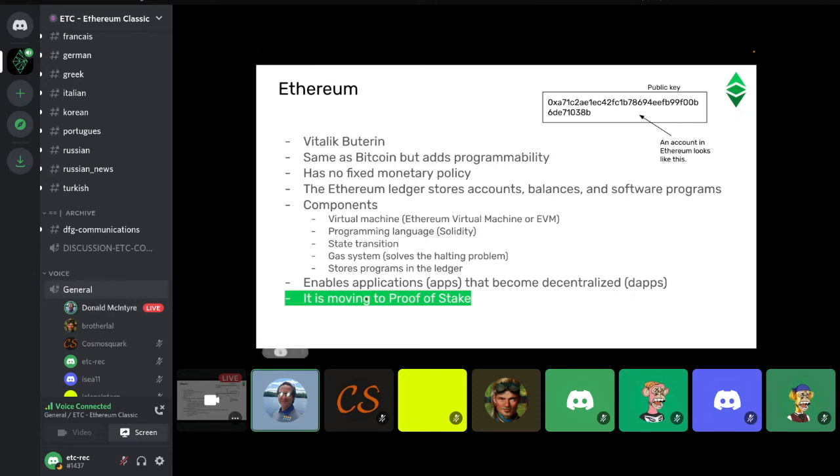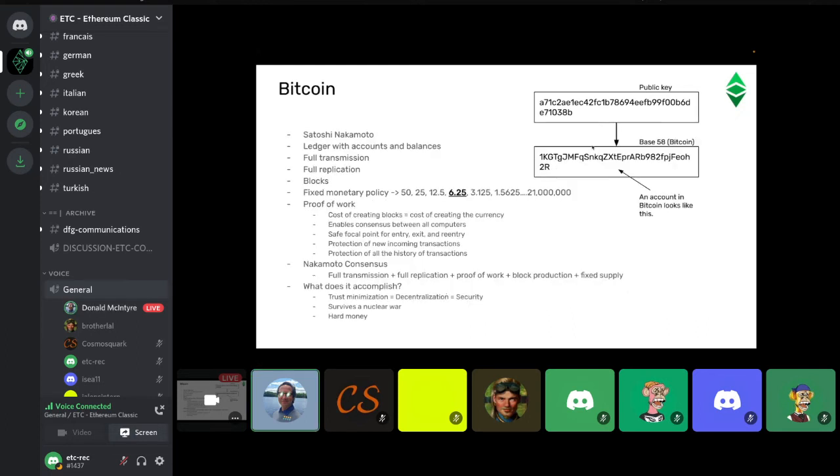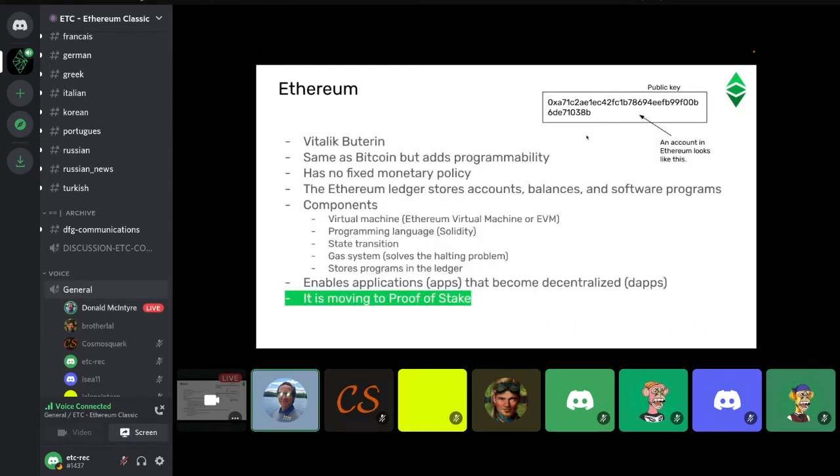And finally, one key thing about Ethereum is that it's actually moving away from proof of work and going to proof of stake. An account in Ethereum is here. This is the same account as in here, that in Bitcoin would look like this. In the case of Ethereum, it looks the same way. They just add 0x, which is common in cryptography. So the accounts in Ethereum look like this, and Ethereum Classic as well.